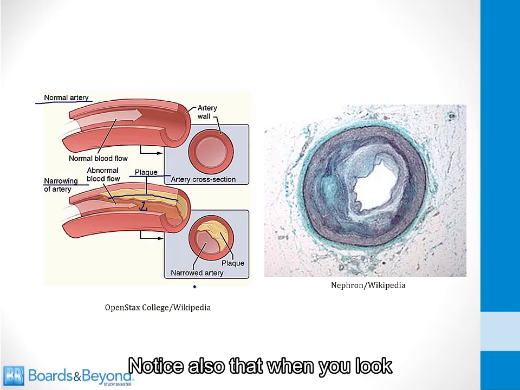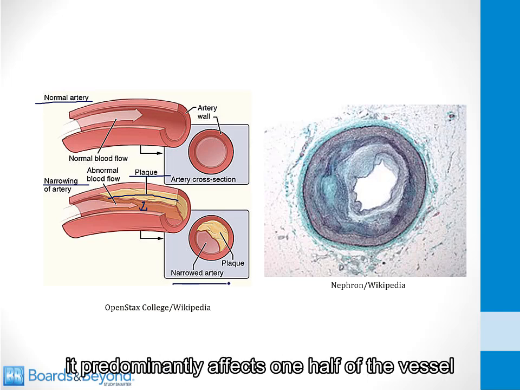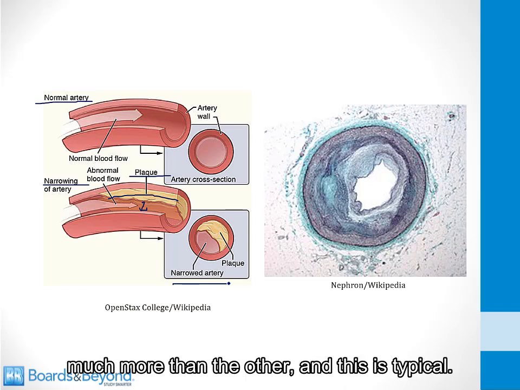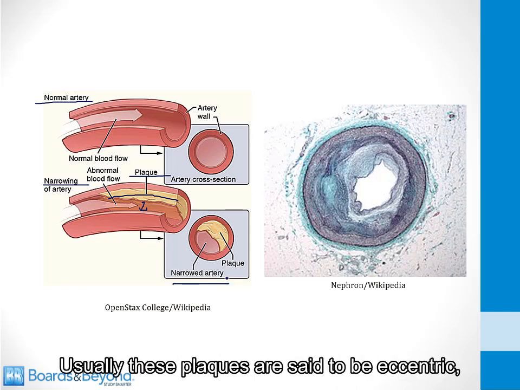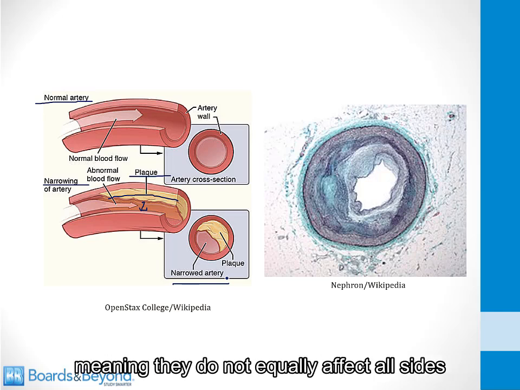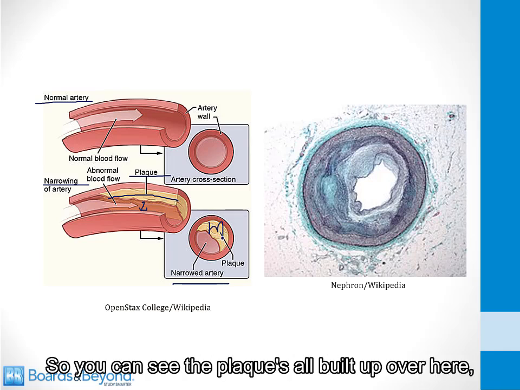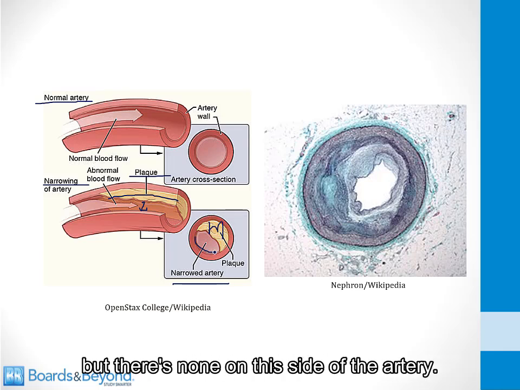Notice also that when you look at the plaque in cross-section, it predominantly affects one half of the vessel much more than the other, and this is typical. Usually these plaques are said to be eccentric, meaning they do not equally affect all sides of the vessel wall. So you can see the plaque's all built up over here, but there's none on this side of the artery.